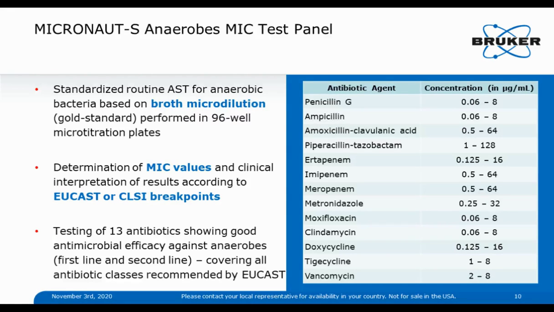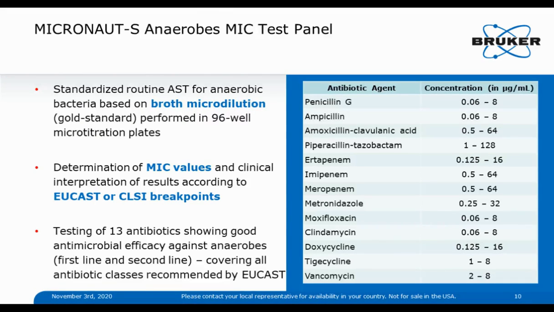The MICRONAUT panel includes 13 antibiotics with proven activity against anaerobes, covering all the antibiotic classes recommended by EUCAST and CLSI. As an example, penicillins, beta-lactams plus beta-lactamase inhibitors combinations, carbapenems, fluoroquinolones, tetracyclines, etc. Each antibiotic is present in a broad range of concentrations. Most of the antibiotics have 8 two-fold dilutions, while vancomycin has 3 and tigecycline 4, and they enable the determination of MIC values and their interpretation accordingly both to EUCAST or to CLSI breakpoints.